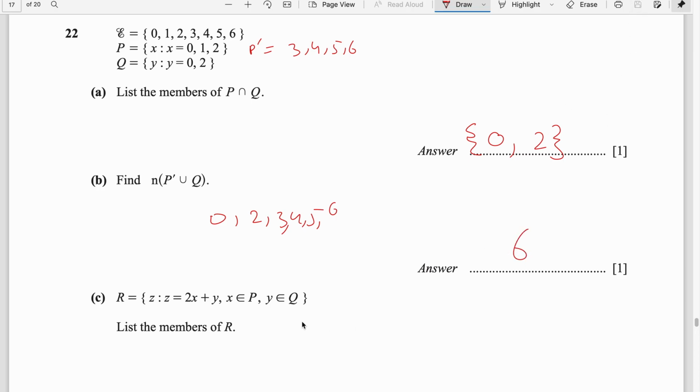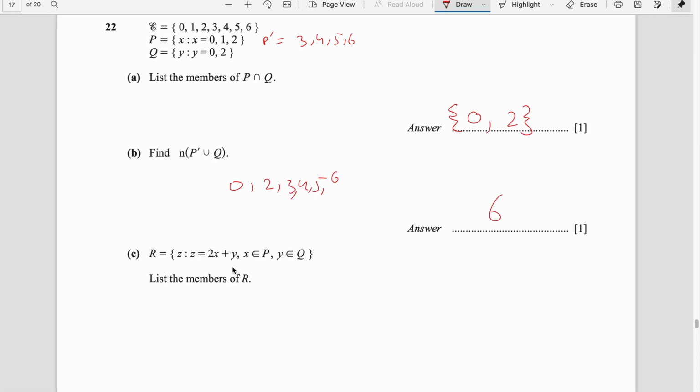Answer is 6. Such that z is equal to 2x plus y, and x belongs to P and y belongs to Q. List the members of R. So let me consider that x is 0. So 2 into 0 plus, at that time y could be 0 or y could be 2.